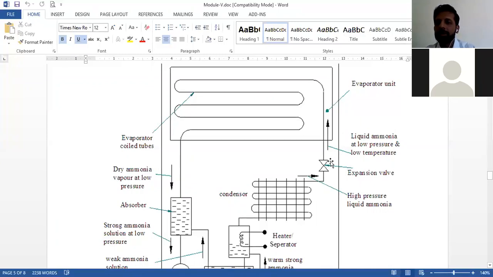So there will be a drastic reduction in the pressure, ultimately leading to a drop in the temperature also. The high pressure liquid ammonia will be converted into liquid ammonia at low pressure and lower temperature, because the pressure has dropped in the throttle valve or the expansion valve. So after the expansion valve, we get the liquid ammonia solution at lower pressure and lower temperature.